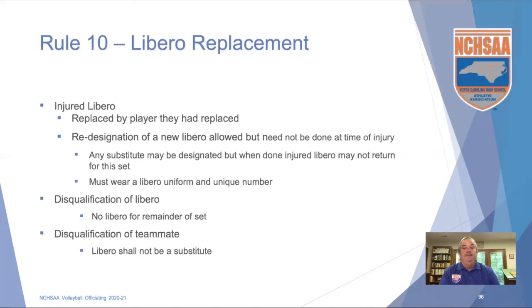Okay. If we unfortunately have a libero disqualified, the team will play without a libero for the remainder of the set, and they can designate a new libero for a subsequent set. And if a teammate is disqualified, the libero could not be a substitute for that teammate. The substitute for a disqualified teammate would have to be another non-libero player on the team.